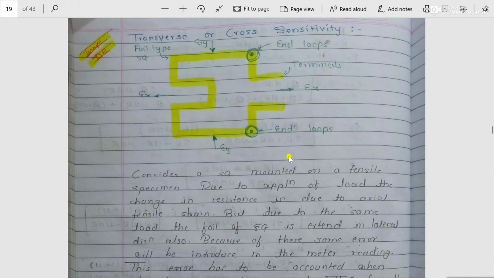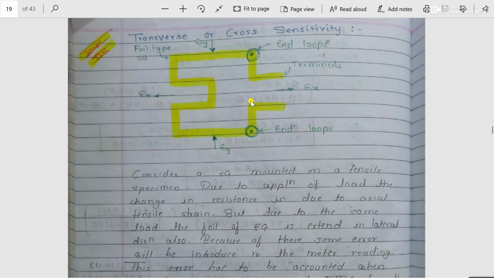Now we will discuss the next point, that is transverse and cross sensitivity. Why are transverse sensitivity and cross sensitivity introduced in strain gauge applications? Because when the strain gauge is subjected to loading, its resistance changes. But sometimes the strain gauges are pasted in the direction of force.